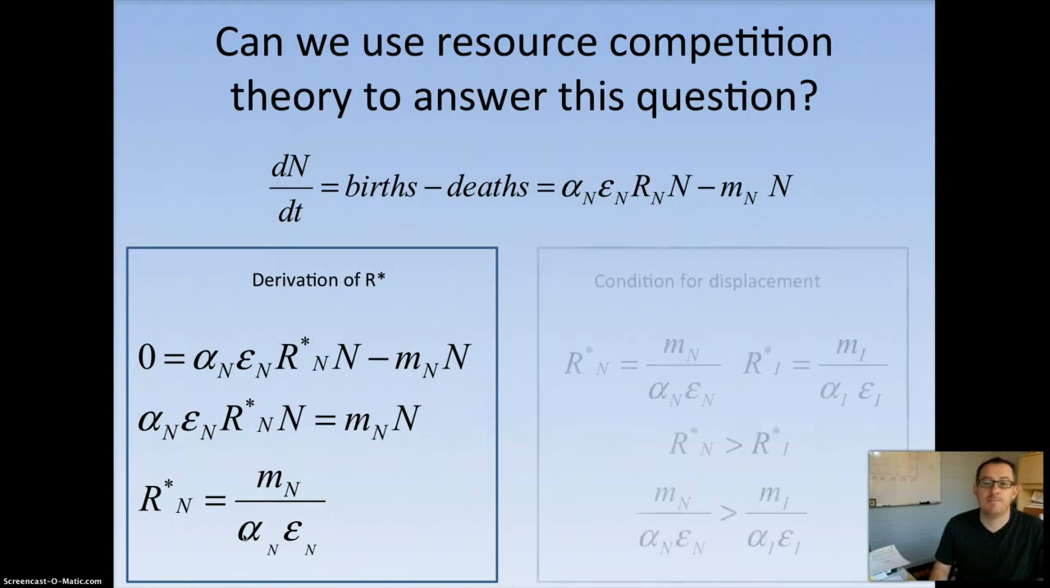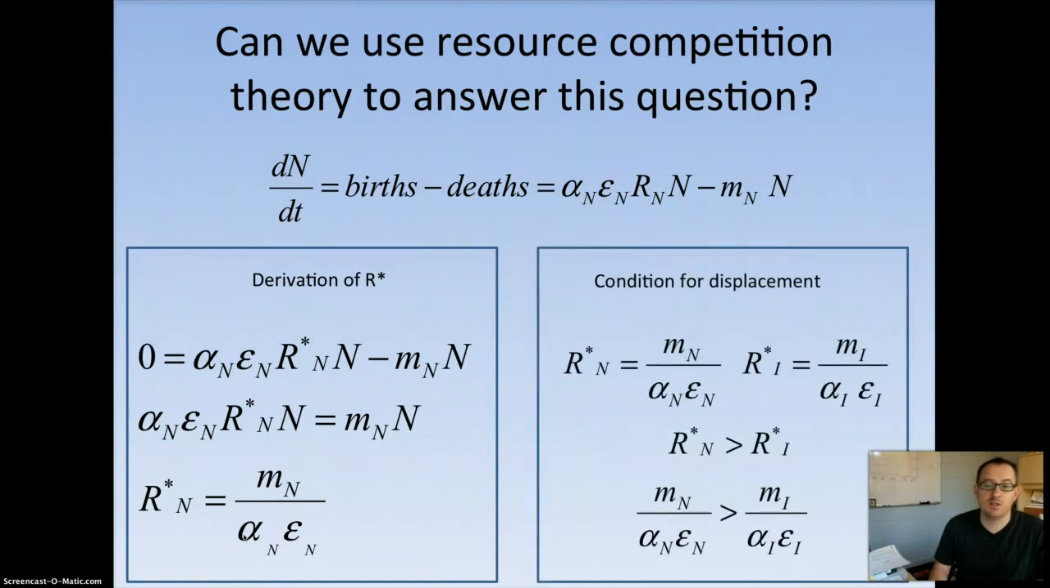If we think about what that means for two different species, so now we've got our native, with subscript n, and our invasive species with subscript I. We know from our previous slides that the species with the lower R star is going to win out in competition for a common resource. And so now we see that for the R star of the invasive to be lower than the R star of the native species, the inequality at the bottom here has to be satisfied.